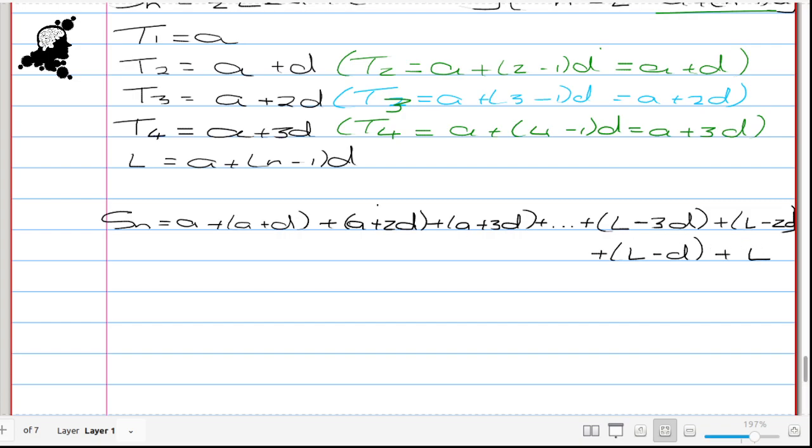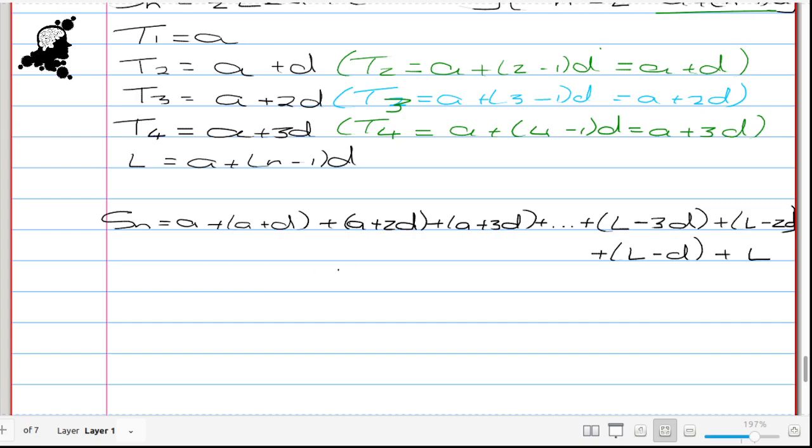So just to explain what we did here again. We start by adding all of the terms, term 1 plus term 2 plus term 3 plus term 4. As we move from the first term, the common difference increases. We add the common difference. As we approach the last term, the common difference decreases. We subtract the common difference from the last term. That's the first part of the proof done.